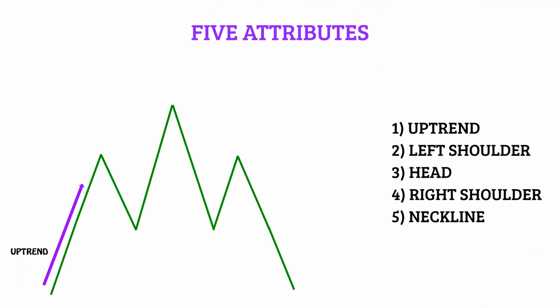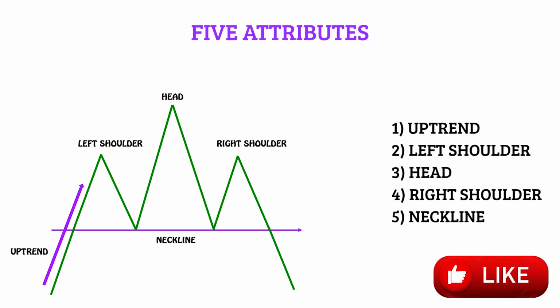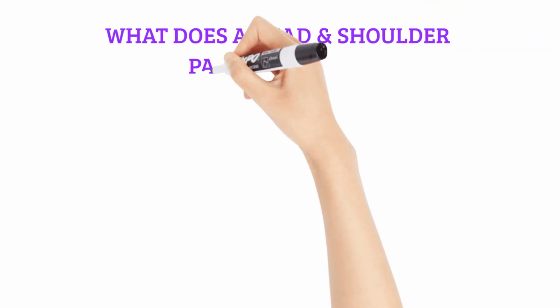A head and shoulder pattern has 5 components or attributes: an uptrend, left shoulder, a head, right shoulder, and neckline. We need both the shoulders and head of the pattern before we can identify the neckline. If this sounds confusing, don't worry, it will make more sense later. So what does a head and shoulder pattern mean?